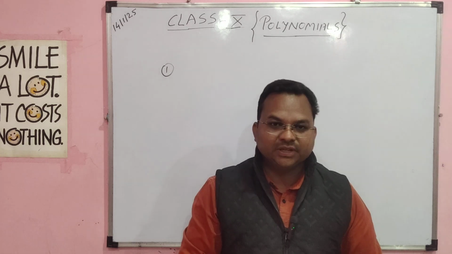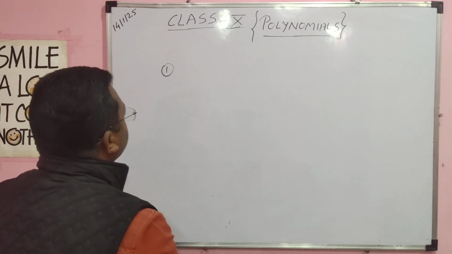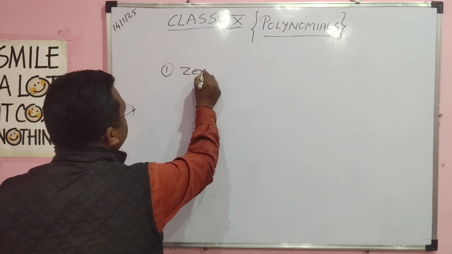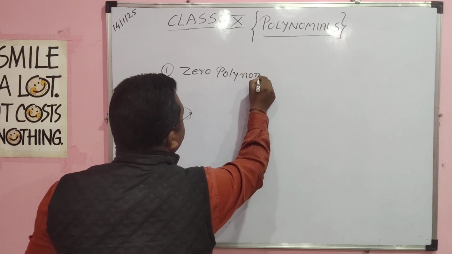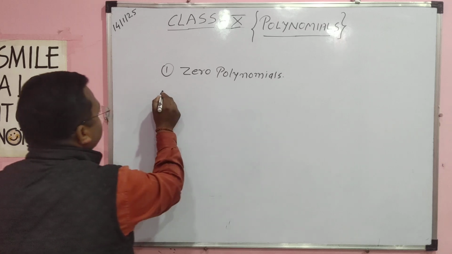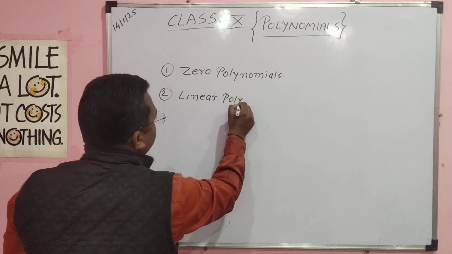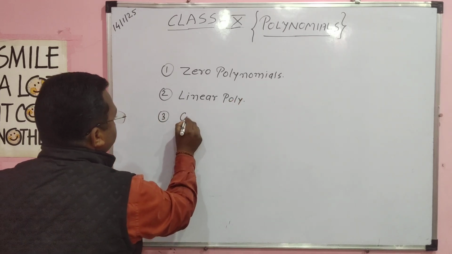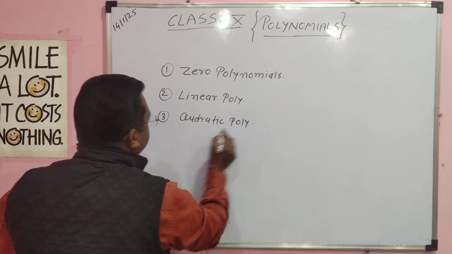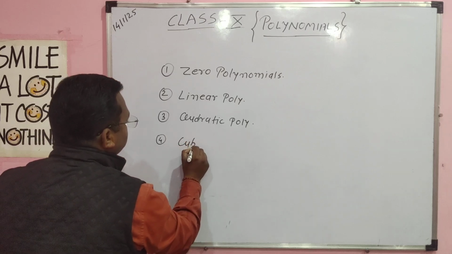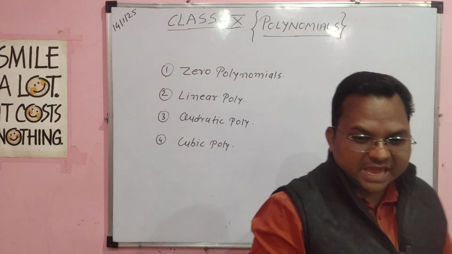Chapter number 2 is Polynomials. So firstly, we will discuss types of polynomials. Types of polynomials are: first is zero polynomial, second is linear polynomial, third is quadratic polynomial, and fourth is cubic polynomial. So types of polynomial are generally important for MCQ questions.